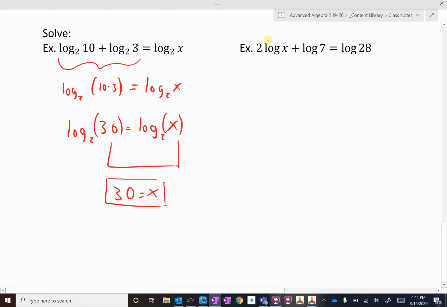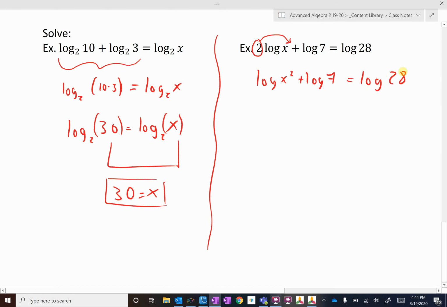But this is very, very similar, except we can do one extra step first. We notice we have a coefficient of 2 on this log x, which means that by the power rule, we can move that to the squared position. So it's really log of x squared plus log 7 equal to log 28. Now, this doesn't have any base written here, so we know that if it has no base, this really is the common logarithm, which again means base 10. Which is actually not going to be relevant here. It could be any base. The way we're going to do it would work the same no matter what the base was.